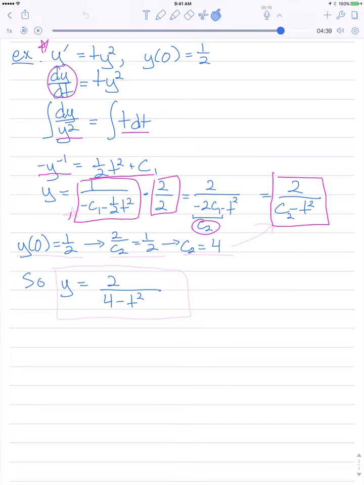No. You could have just left it with this, but I like for my solution to look as neat and tidy as possible. But I'll go ahead now and plug in the initial condition. y of 0 equals 1 half. When I plug in, that tells me 2 over c2 is 1 half, so c2 is 4. And plugging that in up here, I get the final answer, y equals 2 over 4 minus t squared.